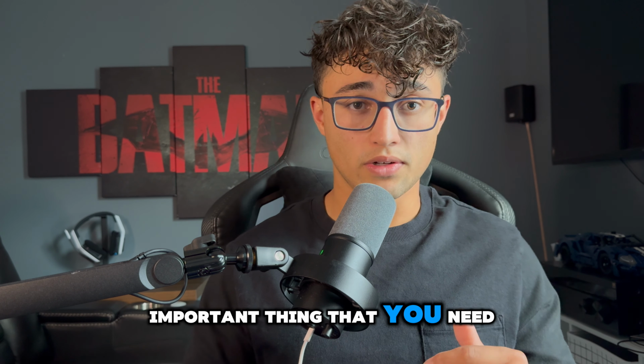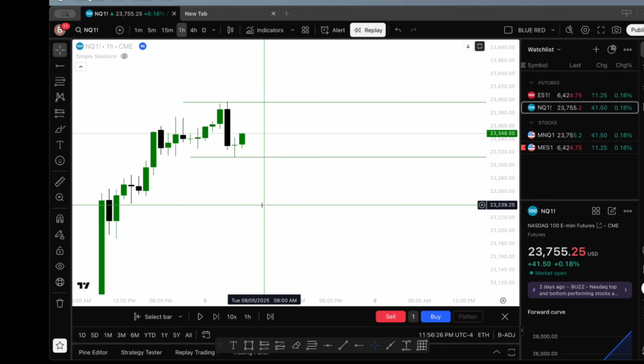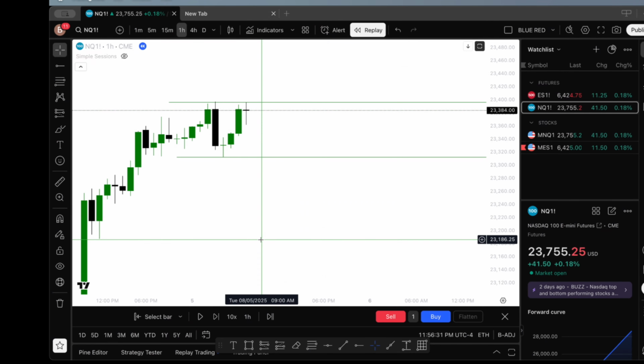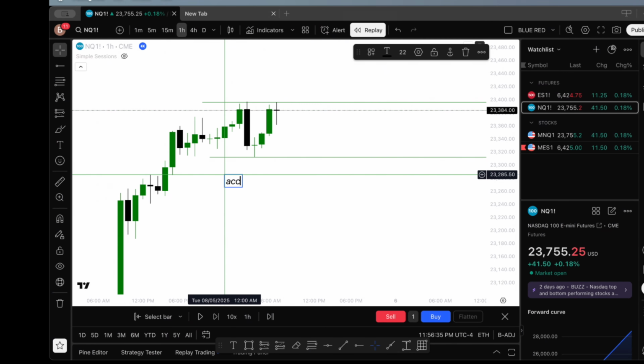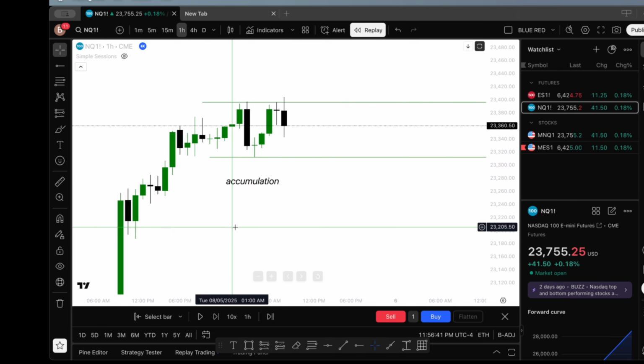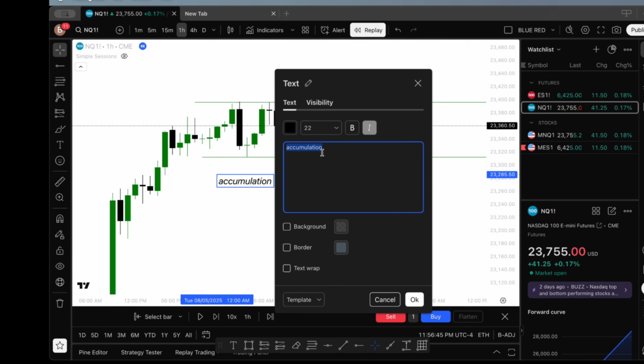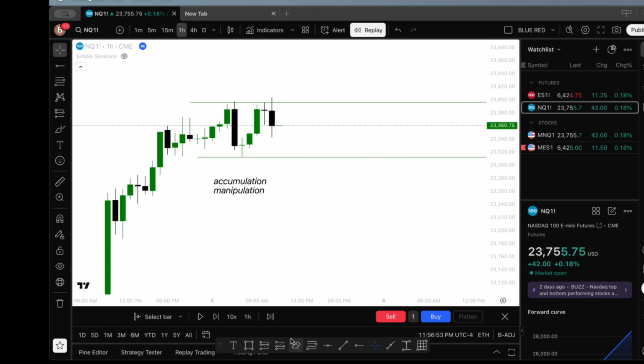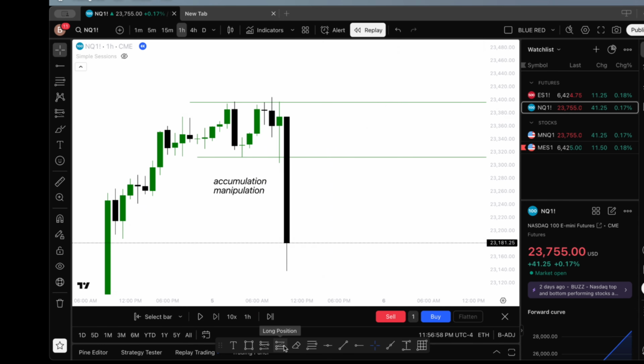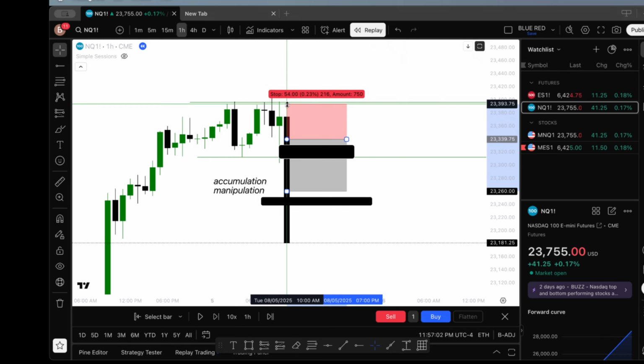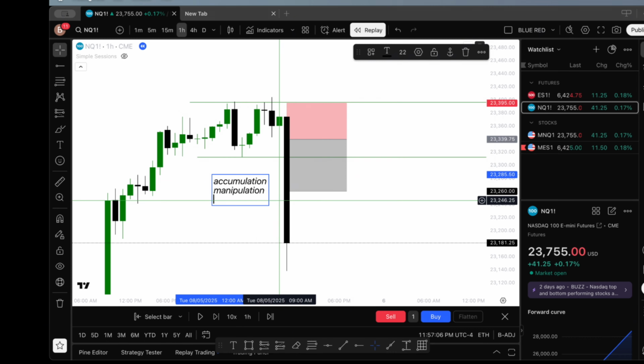The 3 ways that the market moves. This is probably the most important thing that you need to learn. Price moves in 3 ways. So first we have accumulation, that's like a consolidation area. Then we have manipulation, where price wicks up, tricks traders into thinking that price is going to go one way, and then it actually reverses, which comes to the distribution. The distribution is the real move that you want to get in every single time. This is where you make the money.